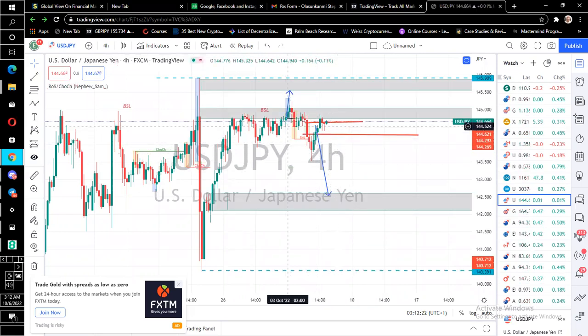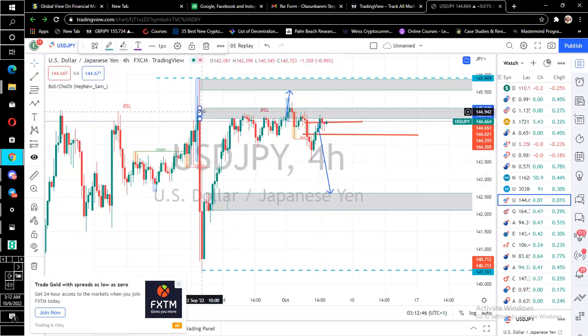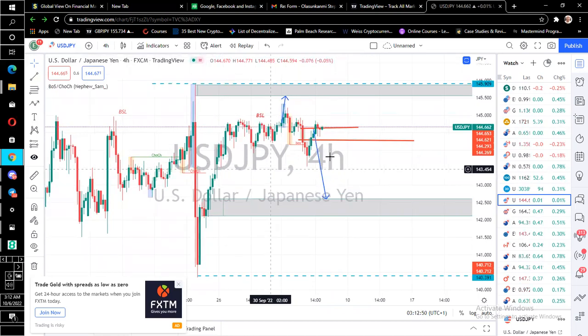Now, yesterday we said we're expecting that when they entered here, they should have a push to the downside. As you can see, when they got into this level, they began to have rejections. There was a push to the downside, but it wasn't strong enough. So, what are we then expecting from this particular pair?